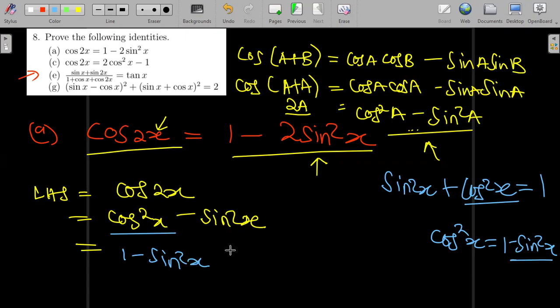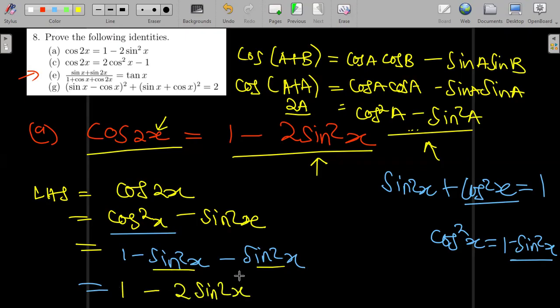And then I also have this one, which is minus sine squared x. So what I'm going to have here will just be 1 minus this, and these are the same, so it becomes 2 sine squared x. And we can see that this is what we have on our right-hand side. So we're going to say hence proved.